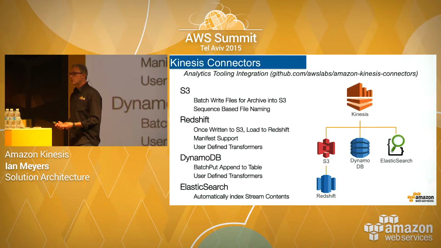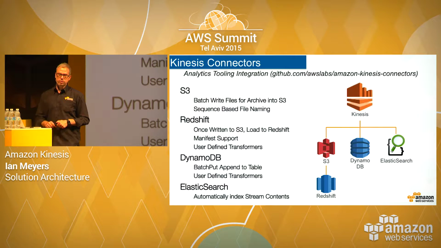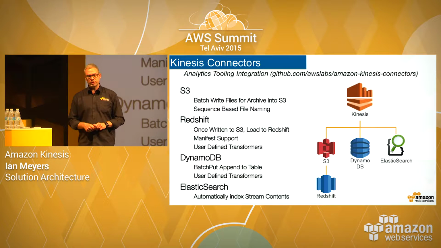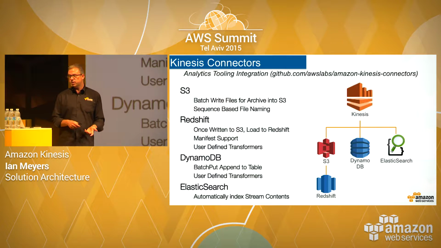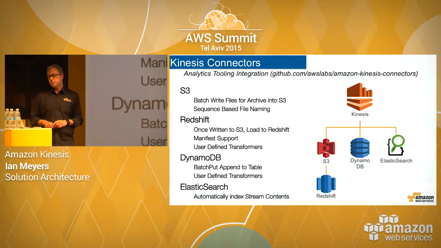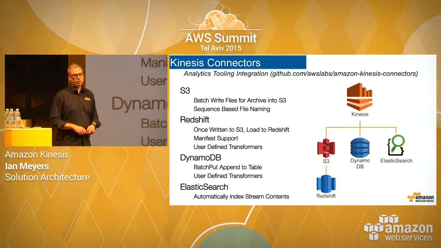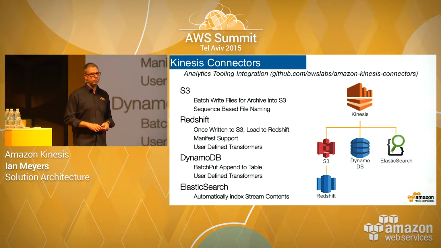You can then use the Redshift connector to subsequently load data directly into Redshift. It's a simple configuration where you describe the format of your data, whether it's JSON data or CSV, and then the connector will just automatically load that data after it's been made persistent to S3. There's also a batch appender for DynamoDB and an automatic indexing component for Elasticsearch.